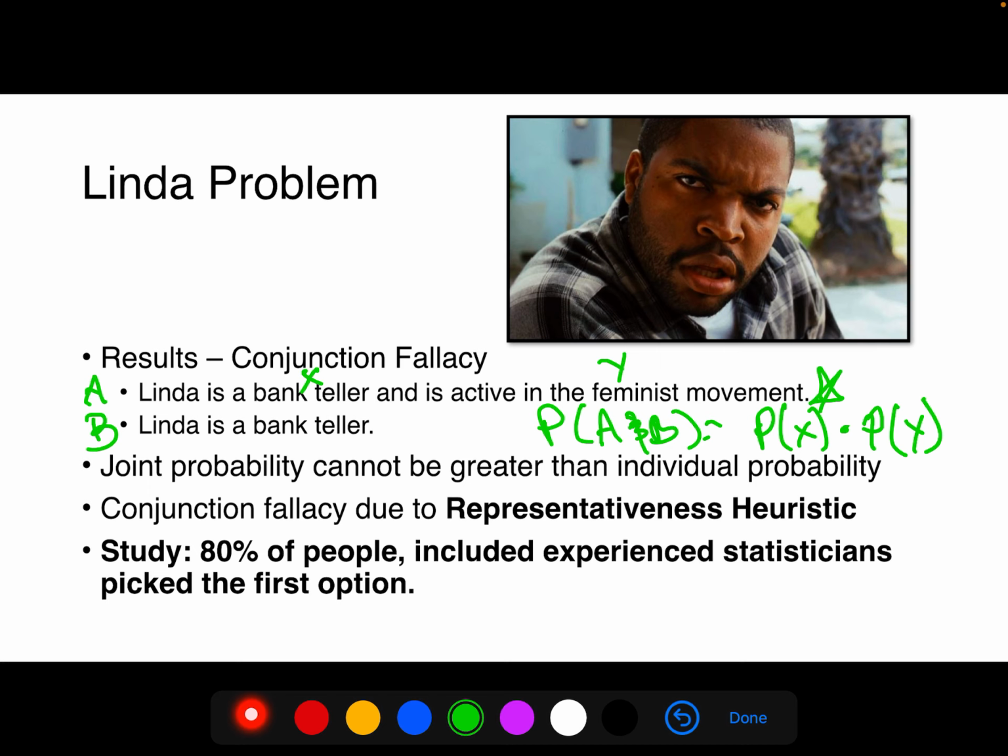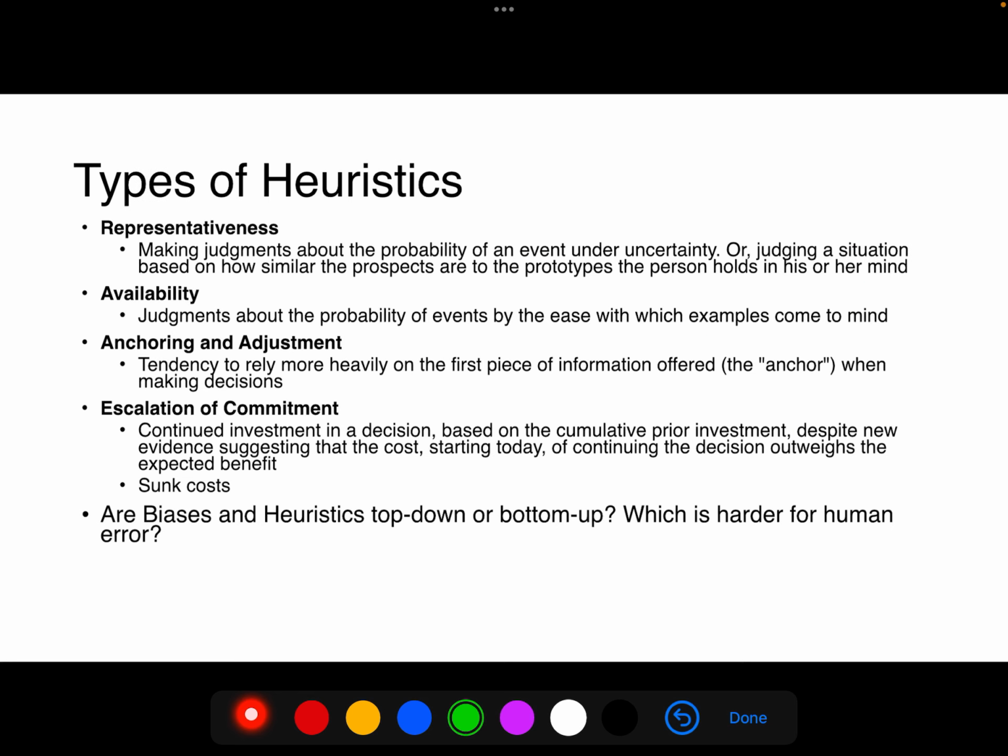So anyway, now why does this happen? Looking at this, 80% of people, including statisticians trained in how joint probabilities work, picked the first option. Why? Typically the problem is the representativeness heuristic. When we get into representativeness, we're making judgments about the probability of an event under uncertainty, or judging a situation based on how similar the prospects are to the prototypes the person holds in his or her mind.